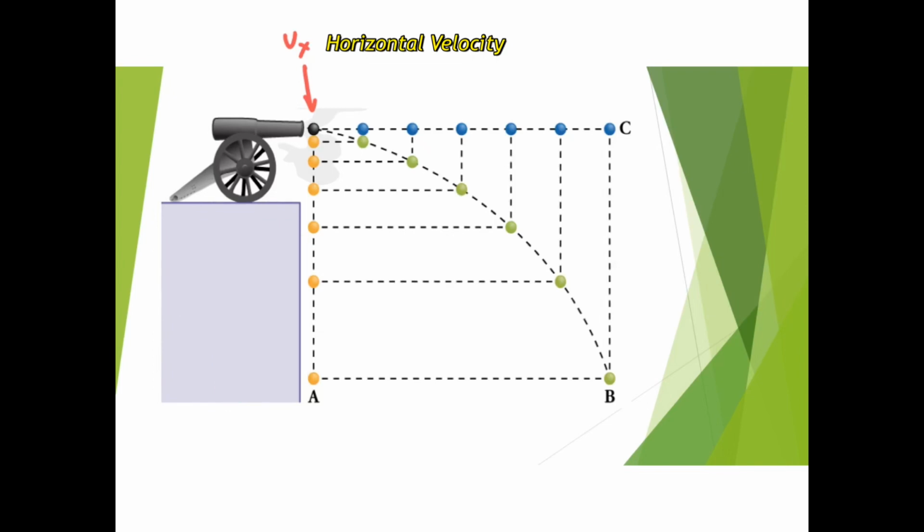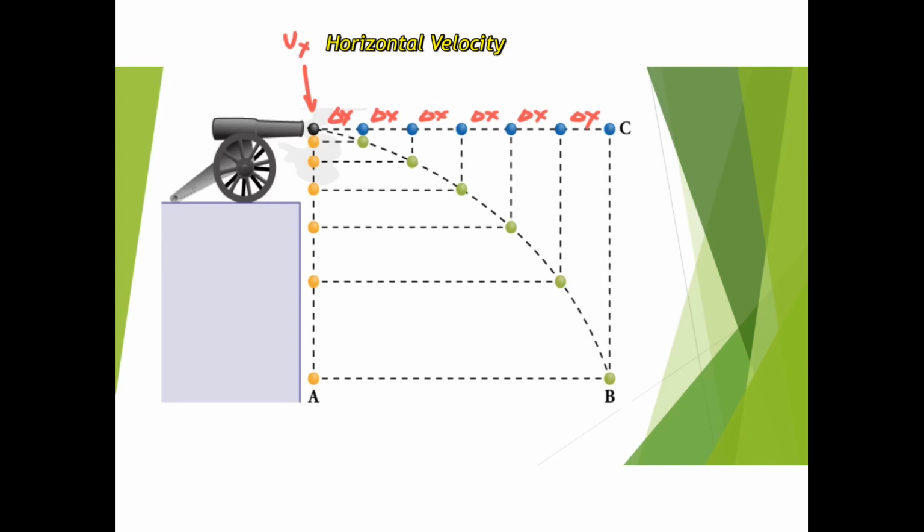Since there is no force that would cause the projectile to change its horizontal velocity, the acceleration in the horizontal component is said to be zero. Hence, the projectile covers a constant horizontal displacement, in this case, this delta x, delta x, and delta x for every time interval as depicted in this diagram.